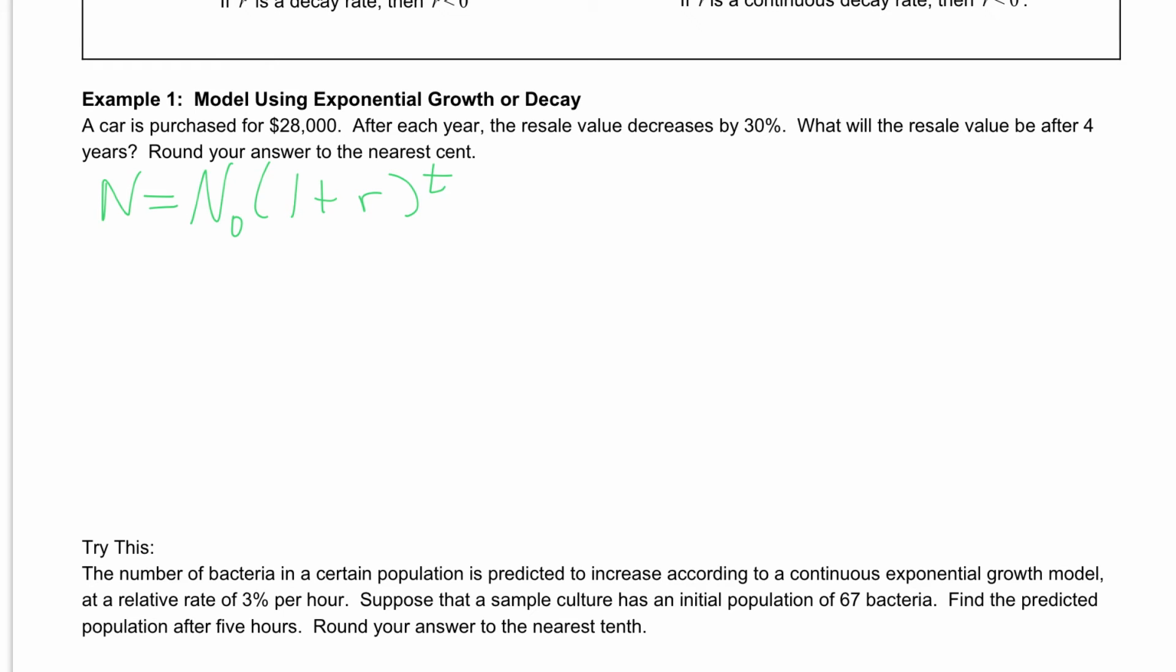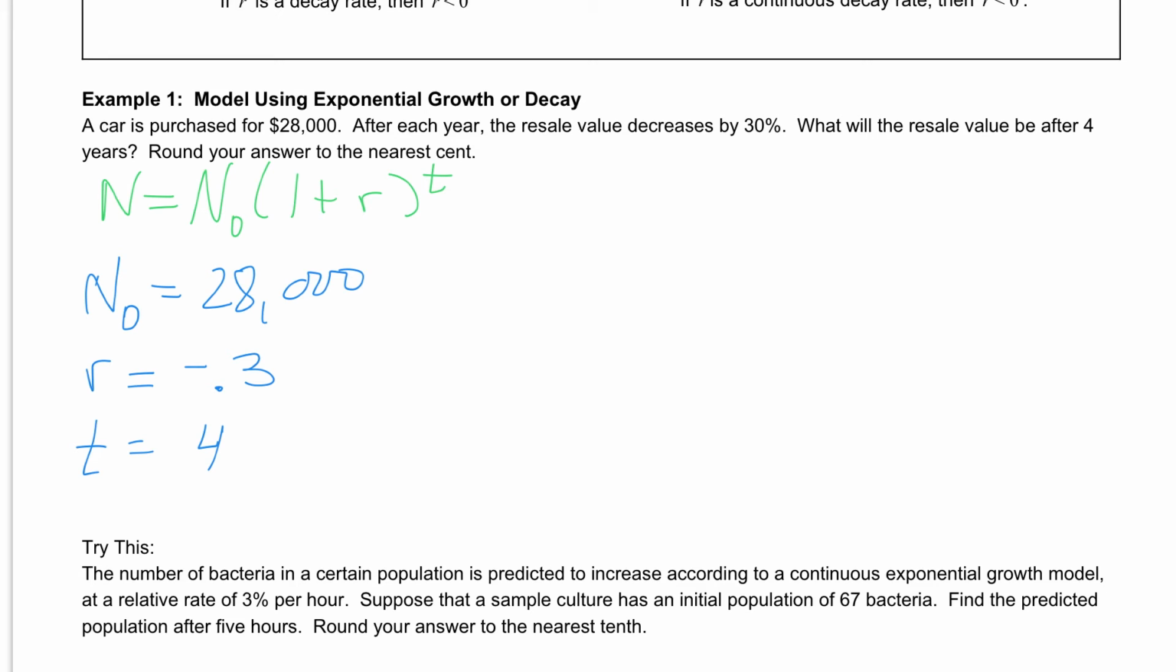Then let's list down what we have. The car is purchased for $28,000, that's our initial amount. That's our N sub 0. So N sub 0 is 28,000. And it's decreasing by 30%. So our rate, since it's going down, is a negative 0.3. And our time that we're looking at is 4 years. So t is equal to 4.